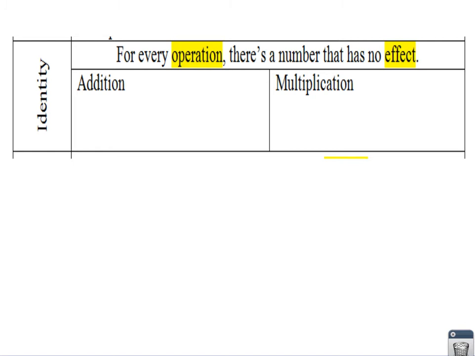So we're on our first one, identity property. The identity property says that for every operation, now an operation means adding, subtracting, multiplying, or dividing. Those are things we do to numbers. Okay? So for every operation, there's a number that has no effect. It keeps that number the same thing.